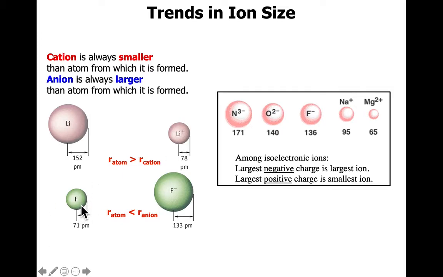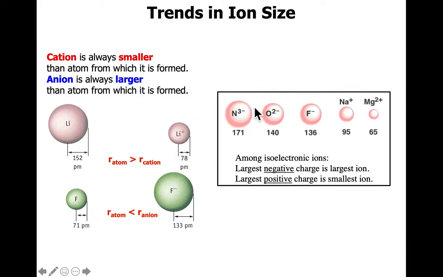There's no exception to this other part too. So you take a neutral atom, which has the same number of protons and electrons, and you add an electron to make the anion. Okay, it's always the case that the anion is larger than the neutral atom. And we have one other trend that we need to talk about. It's in the case where we have an isoelectronic ion. Isoelectronic means they have exactly the same number of total electrons.